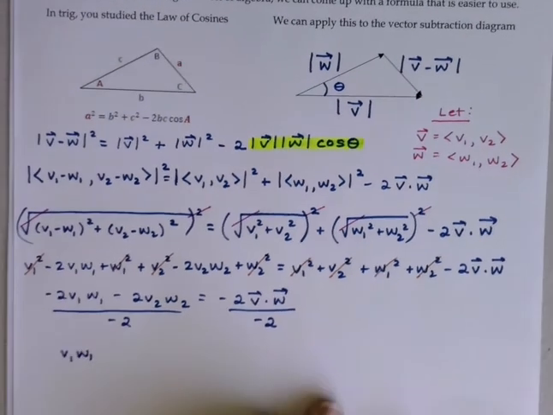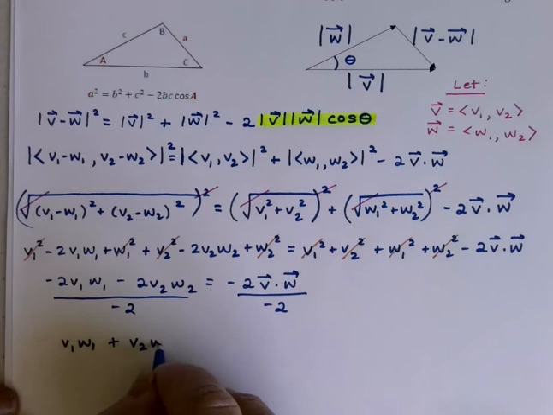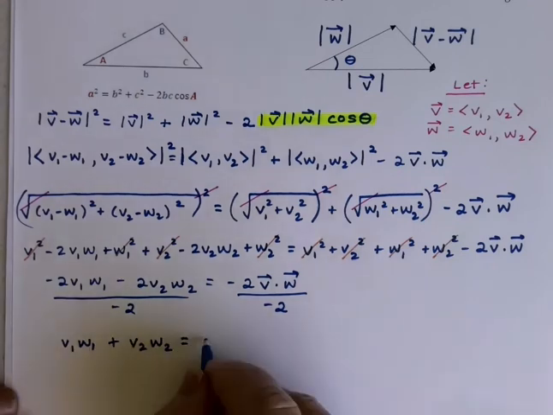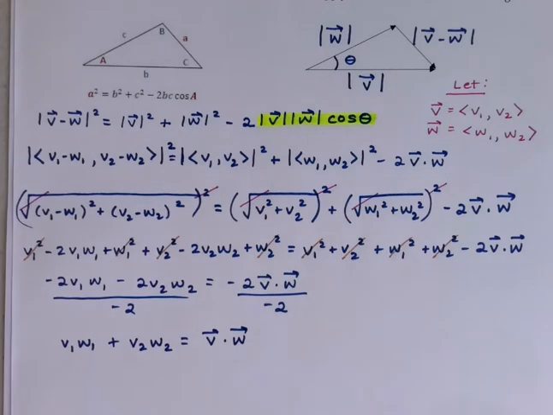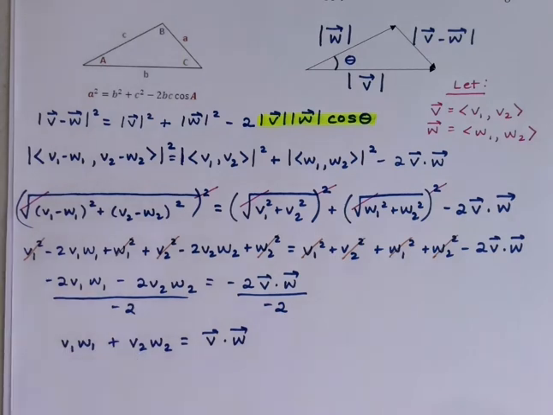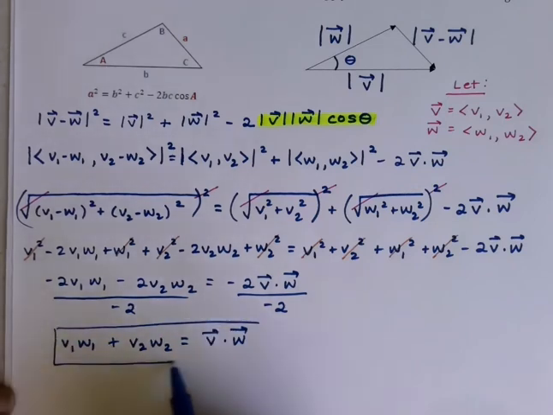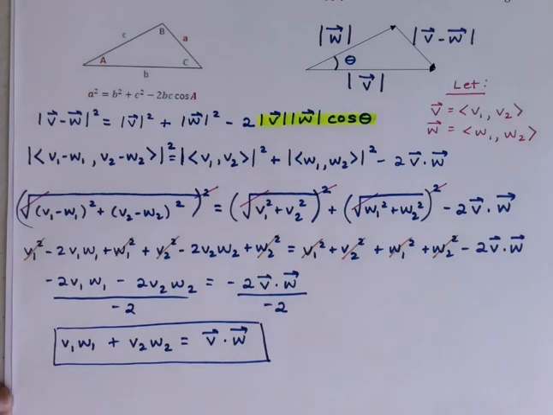v1 w1 plus v2 w2 equals v dot w. So here's a beautiful formula that does not require knowing the angle between those vectors. It just requires knowing the individual entries, right? The v1 and the w1, the components. That's the word I couldn't come up with there. So this is going to be a really useful way of calculating dot product.